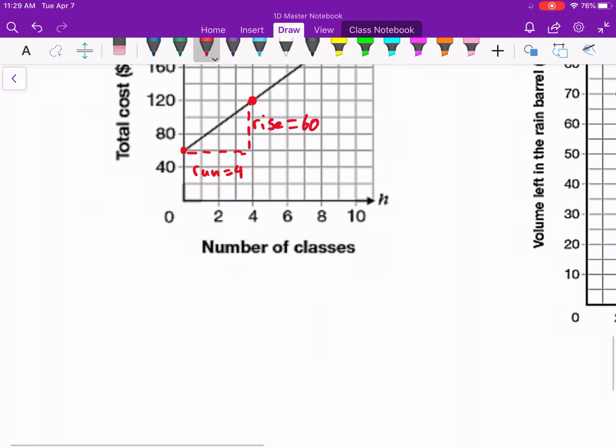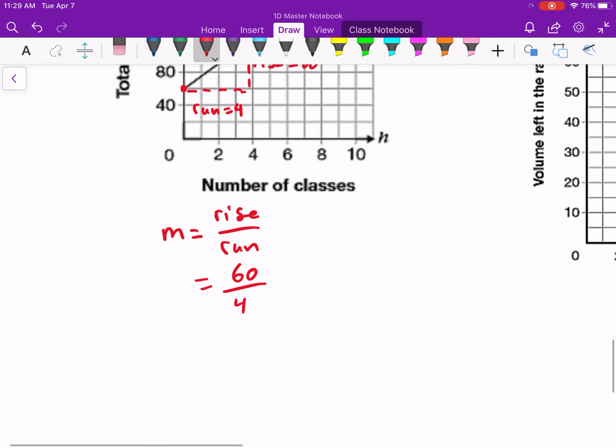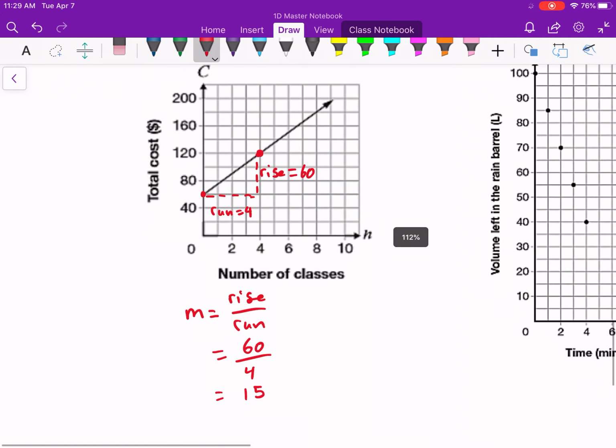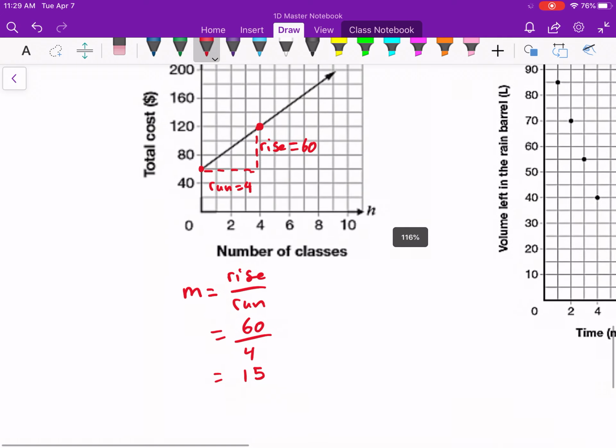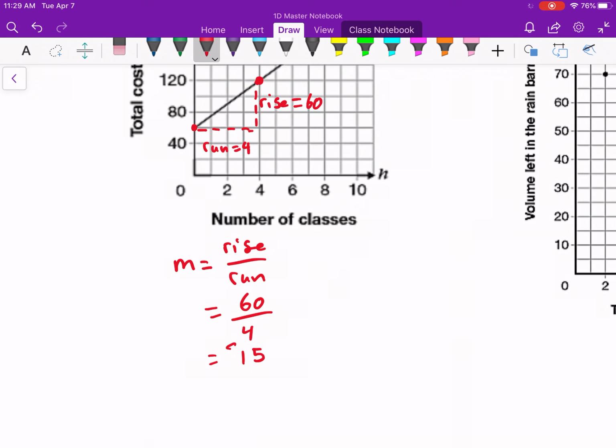And so the slope is equal to rise over run, which equals 60 over 4, which equals 15. I can reduce that. 60 divided by 4 goes in evenly, so it's 15. And there's units involved in this one, the total cost. So the rise was in dollars, so it's $15 per class. Classes was the units for this.